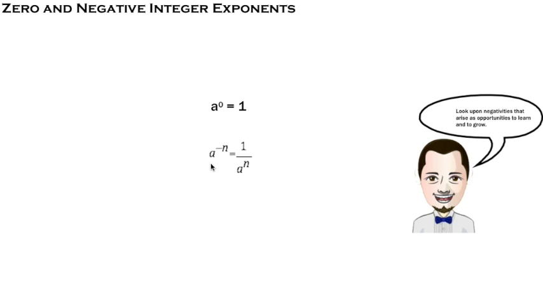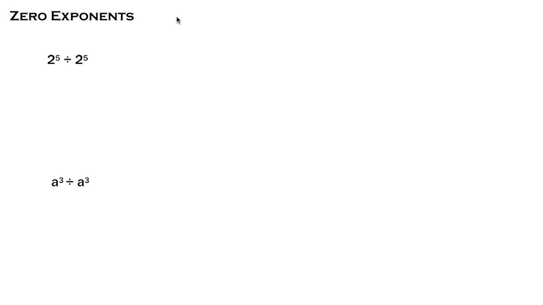I'm also going to show you how a base raised to a negative exponent will be the same thing as 1 over that base raised to the positive exponent. So hopefully you'll see the relationship between a negative exponent and its positive value in the denominator. So let's start with the first. We stated that a to the 0 equals 1.